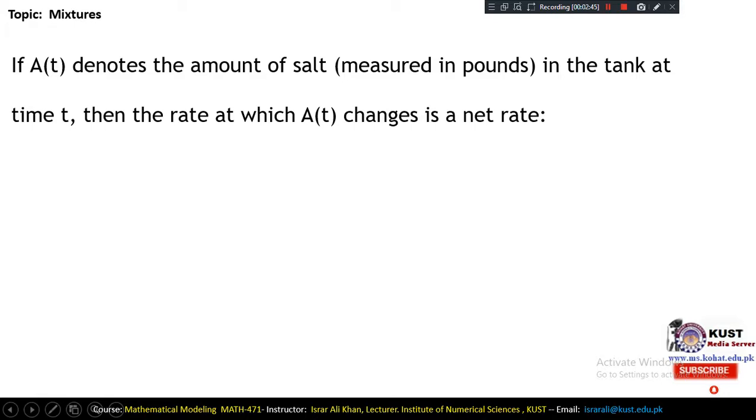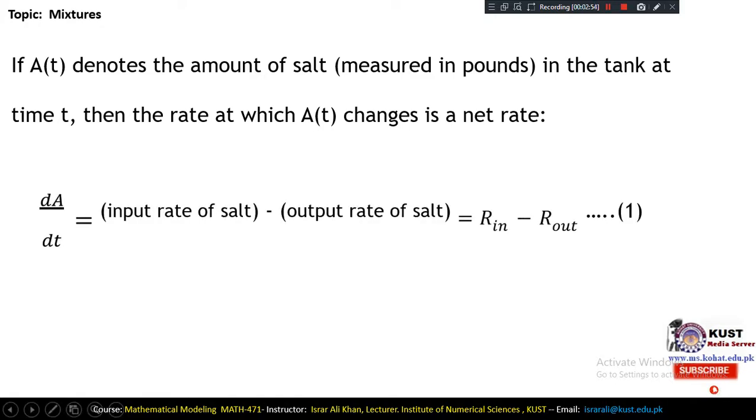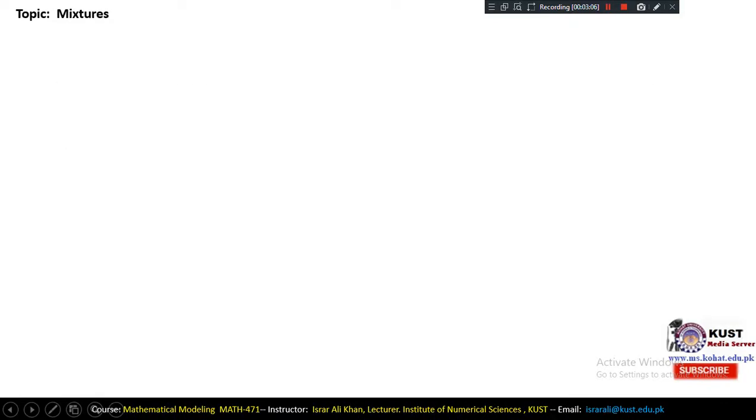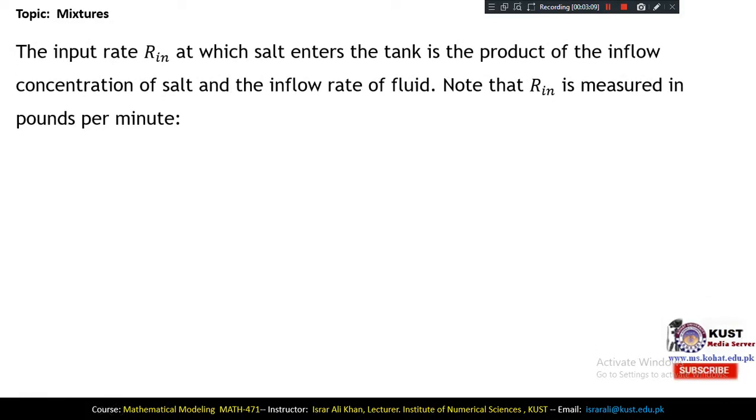If we denote by A(t) the amount of salt in the tank at time t, then the rate at which the amount of salt changes, we denote by dA/dt, that is equal to input rate of salt minus output rate of salt, meaning R_in minus R_out. The input rate at which the salt enters the tank is the product of inflow concentration of salt and the inflow rate of fluid.